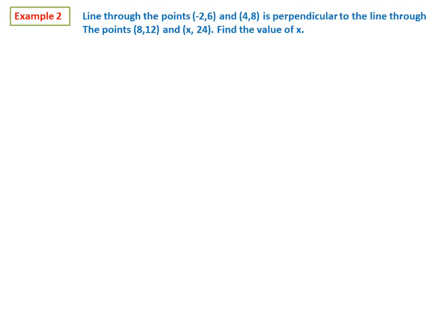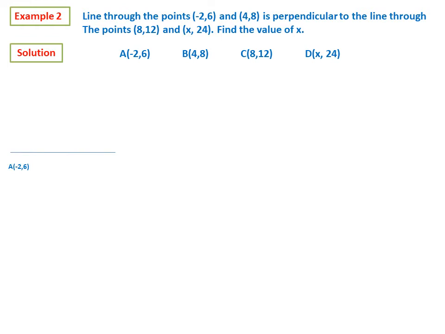Example 2. The line through the points (-2, 6) and (4, 8) is perpendicular to the line through the points (8, 12) and (x, 24). Find the value of x. Let us take A as (-2, 6), B as (4, 8), C as (8, 12) and D as (x, 24).